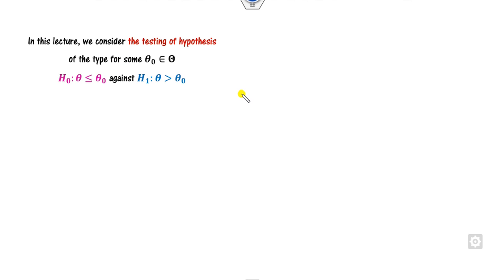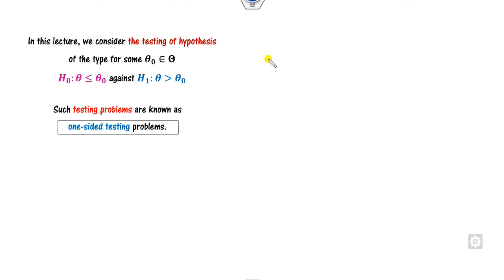So in this lecture, we will see how you can test the hypothesis for some parameter under the condition that H1 is one-sided. Either H1 will be this one or it can be this one. So accordingly H0 can be adjusted.